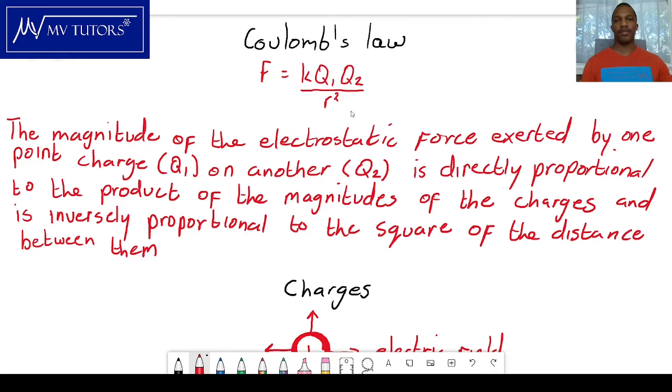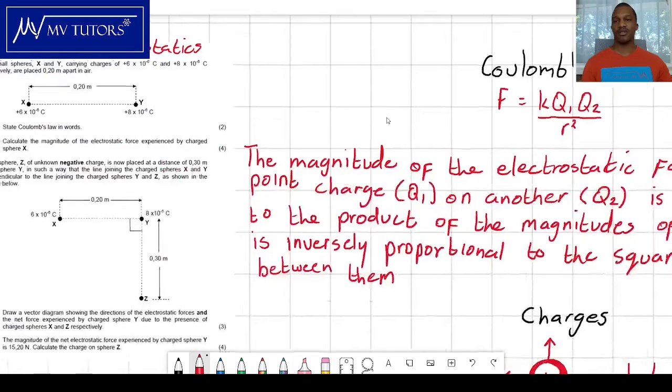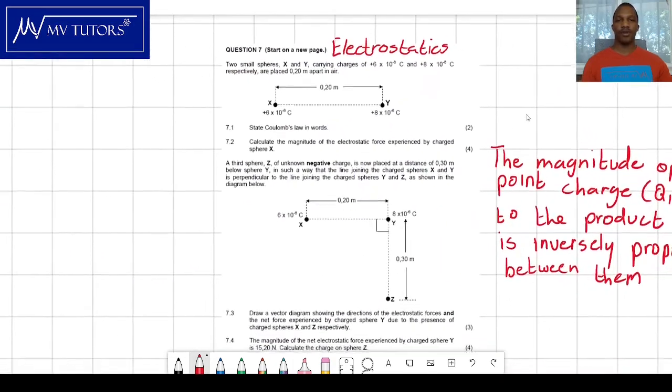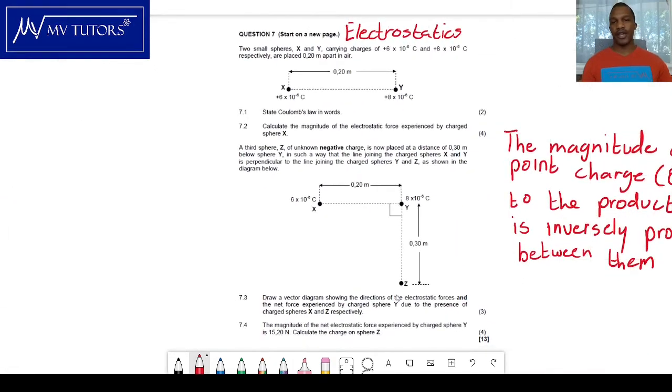So we just described this formula. So you see the force is directly proportional to these charges and inversely proportional to this r squared, which is the distance squared. Okay, so that's all that you had to do right there. And then it says calculate the magnitude of the electrostatic force experienced by charged sphere X. Okay, so what force is experienced by that? We know the formula already, so we can go ahead and answer that.